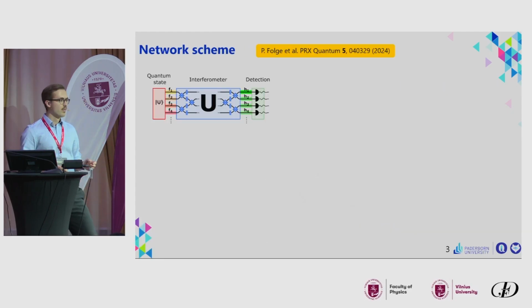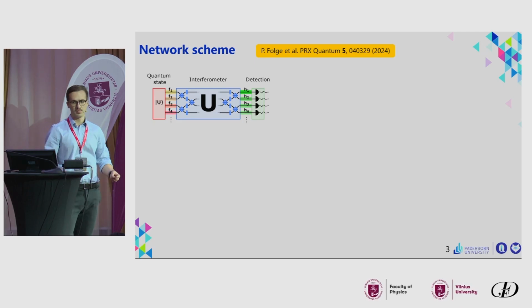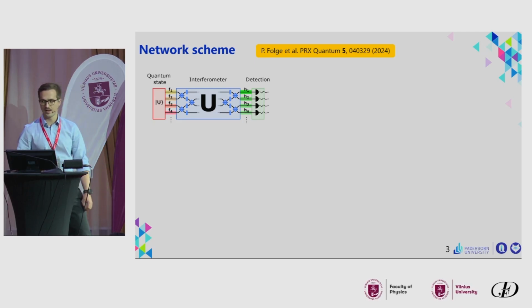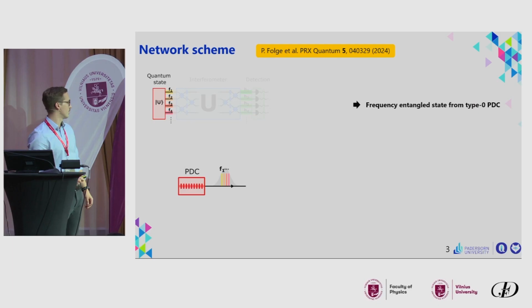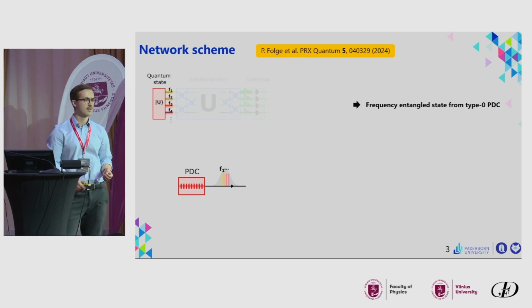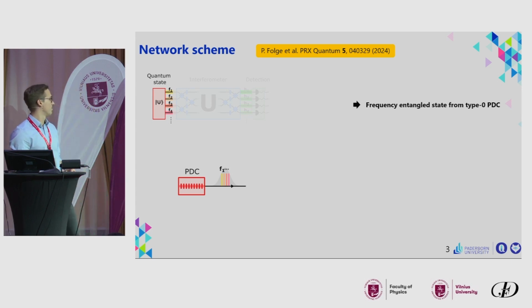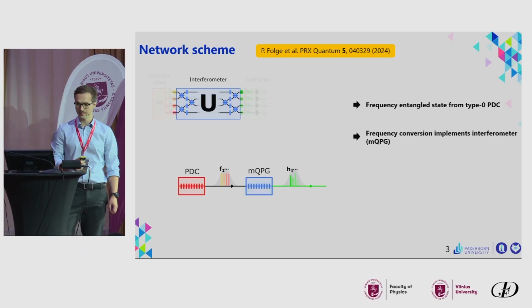Let me go very briefly now through the scheme which we are envisioning, and then I will go through the individual components in more detail later. As I said, we want to build something which looks like this. At the beginning of our scheme stands a type 0 PDC source, which generates the quantum input states. We use a type 0 source because this generates strongly frequency correlated states, which provides us with input states in the frequency bin basis, which we are considering in one process.